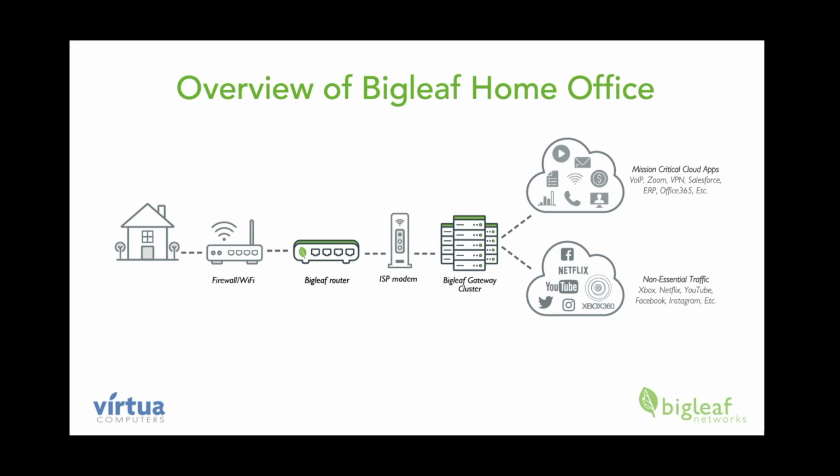So again, we're going to prioritize business critical applications like voice and video, ERPs, Office 365, over all the other things going on in your home office. Again, you may have kids in the basement, you may have kids watching Disney Plus or Netflix, gaming, watching cat videos. Those are not nearly as big a priority for you as the business call that you're on, as the business video that you're on.